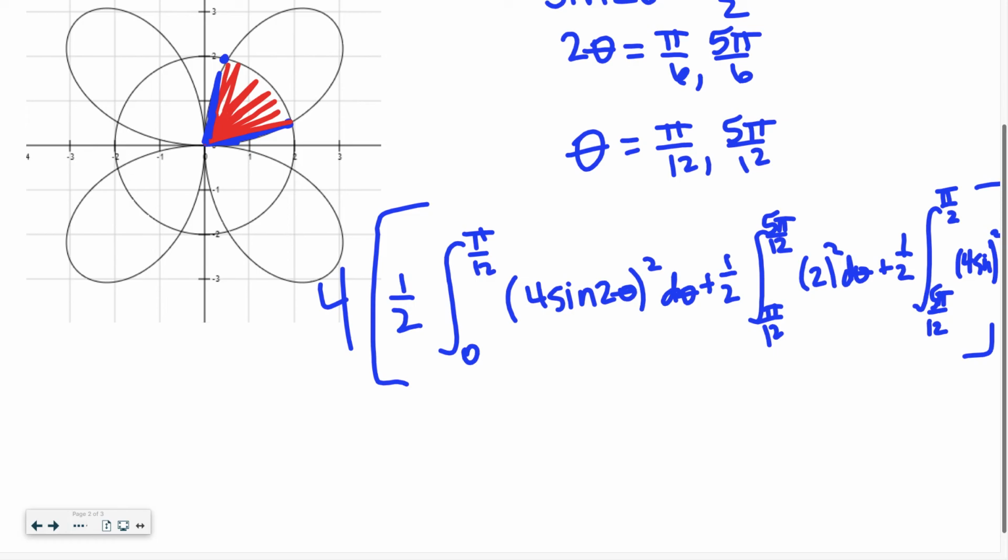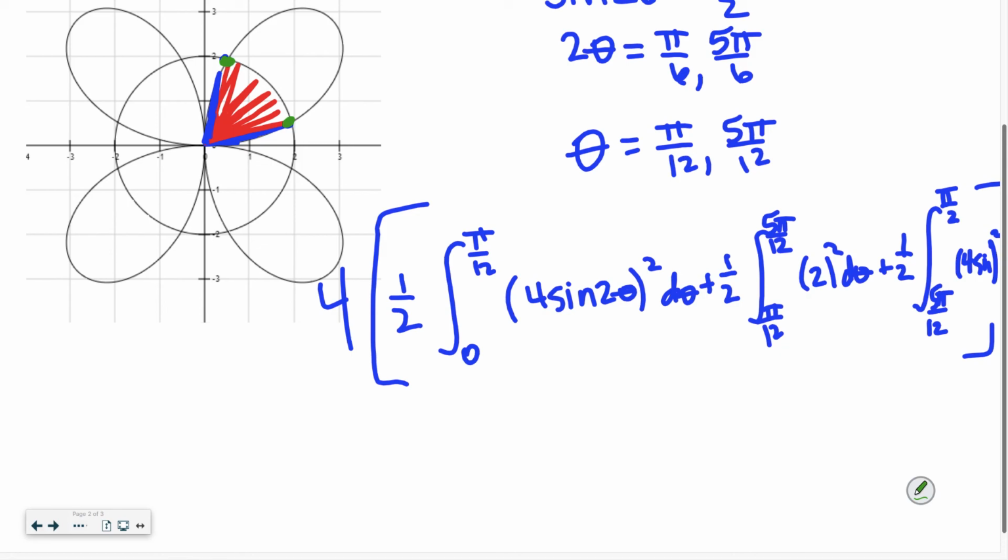Why is it 0 to pi over 12? Because that's where they intersect. You still have to get the first part. That's kind of cool, the way that works. Pi over 2, that is right there.